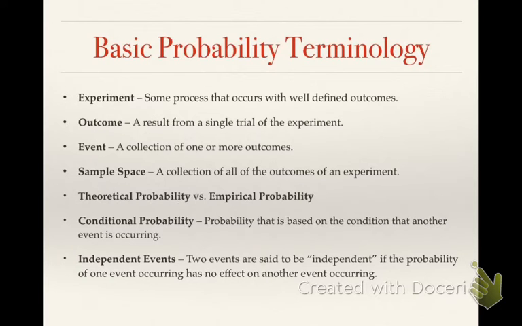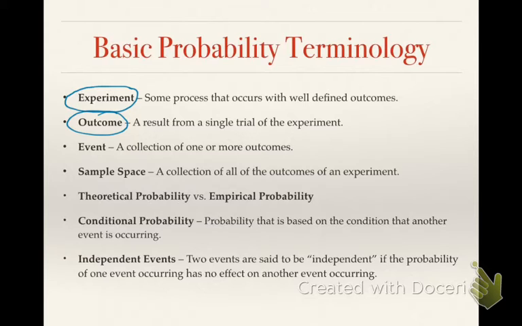Now with probability, there's a lot of terminology that's involved, so it's important for you to be familiar with these terms. I'm going to go through these one by one and talk about them a little bit. An experiment is simply some process that occurs with well-defined outcomes. So for instance, pulling marbles out of a bag, or flipping a coin, or getting a heart when you're dealing with a deck of cards. That's an experiment.